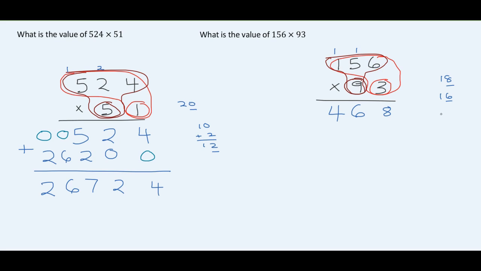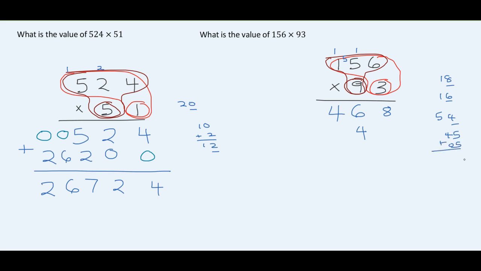6 times 9, we have 54. So we write down 4, and we carry up a 5. Let me put the 5 up here. 5 times 9, we have 45. We add 5 to that, so 45, 0, 5.